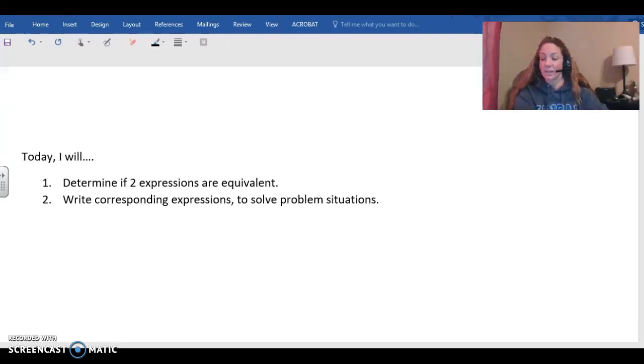Hey, sixth grade. In today's lesson, we have two learning goals. So make sure you get them in your notes, just like always. Today, I will determine if two expressions are equivalent, and I will write corresponding expressions to solve problem situations.